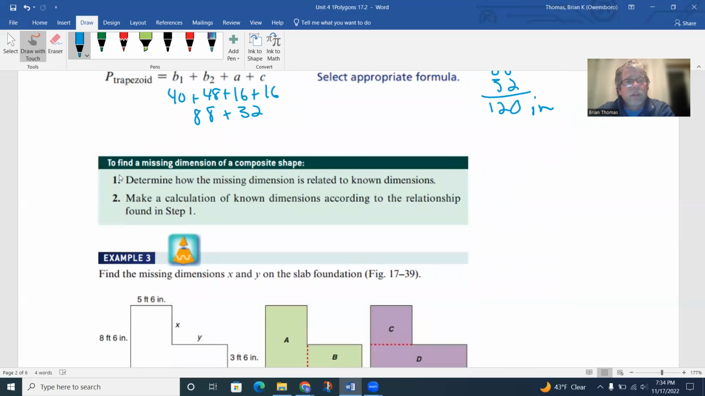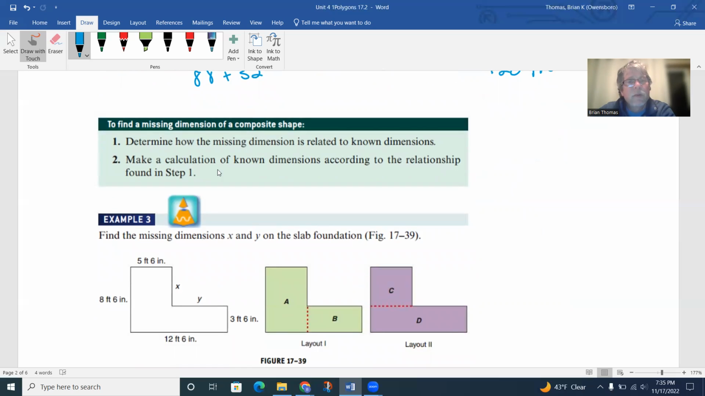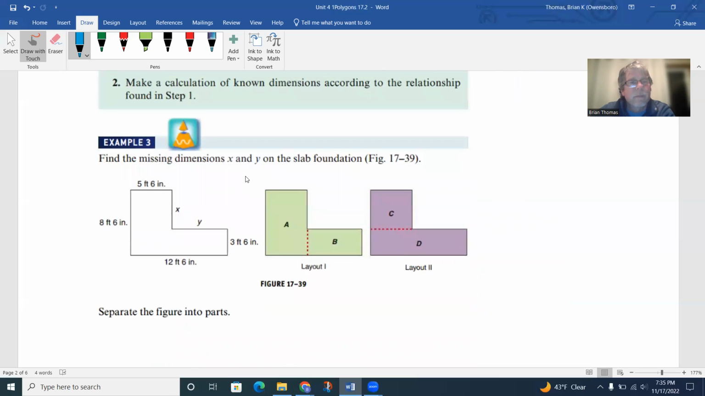Sometimes what we're asked to do with perimeter is find the missing dimension of a composite shape. The composite shape is kind of an irregular shape. It's not going to be a normal looking thing, but it's going to be made up of shapes that we're familiar with. To find a missing dimension of a composite shape, we have to determine how the missing dimension is related to the known dimensions. And then we want to make a calculation of the known dimensions according to the relationship found in step 1.